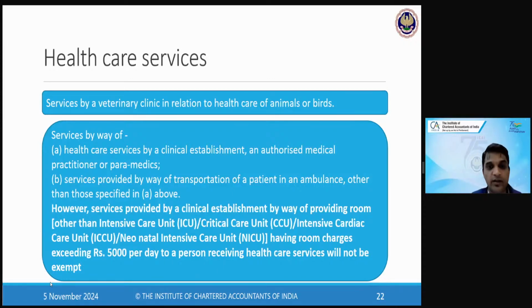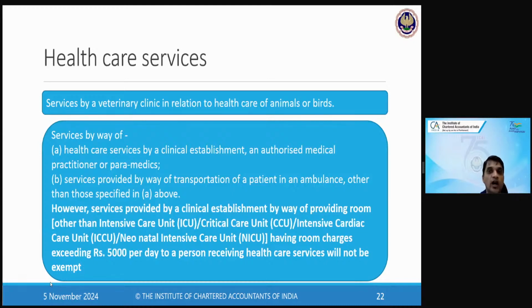However, there is an exception here. Healthcare services are all exempted, but they have brought in an amendment saying that services provided by a clinical establishment by way of providing a room, other than an intensive care unit or a critical care unit or an intensive cardiac care unit, having room charges exceeding rupees 5,000 per day to a person, will not be exempted.